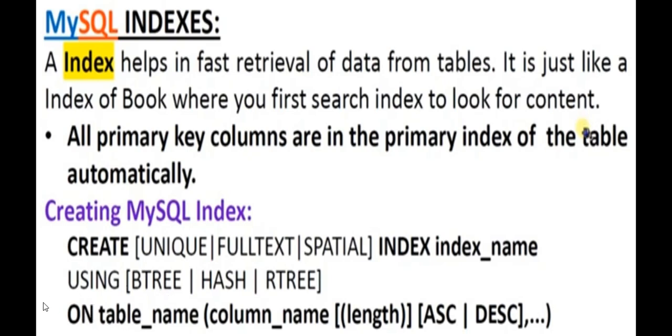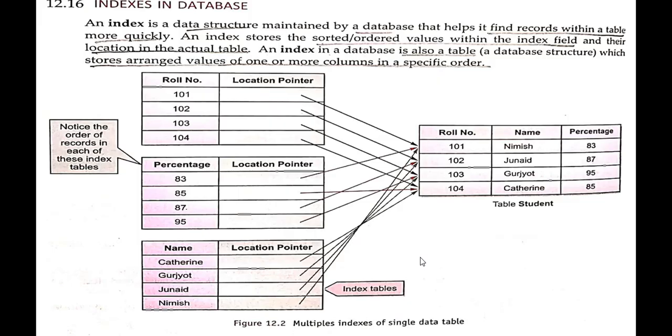And the on keyword is to be written: create index, index name, on which table you are going to create the index, that you will specify, and which column you are using to create the index, that you will specify. Okay, and whether you want to create the index in ascending or descending order, that you can also define. Fine.